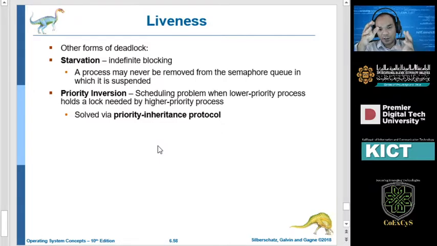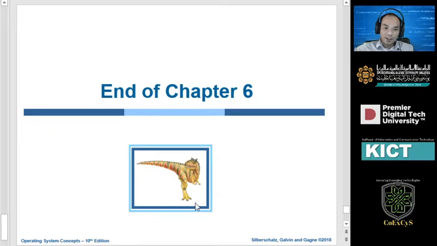One of the ways to get out of this starvation problem is to change the priority according to time, or to solve it via the priority inheritance protocol that you can implement. So we're going to stop there, and this is the end of chapter 6.